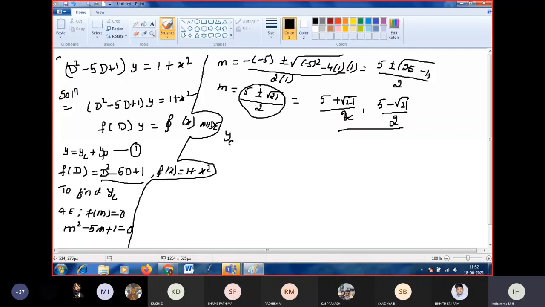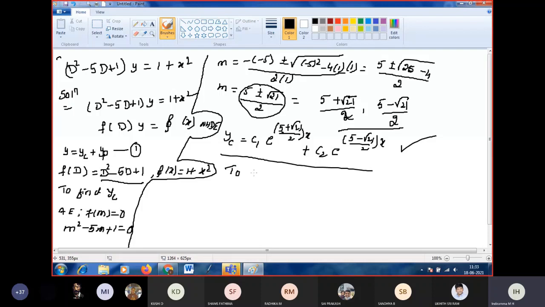Therefore, what is yc? yc is C1 e to the power of (5 plus root 21) whole divided by 2 into x, that is C1 e power m1x, plus C2 e to the power of m2x, second root (5 minus root 21) by 2 into x. This will be our yc. Did you get yc? Yes, ma'am. So it is not complex roots. Be careful.